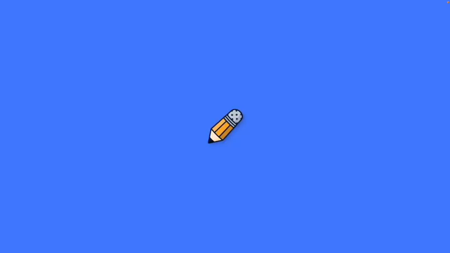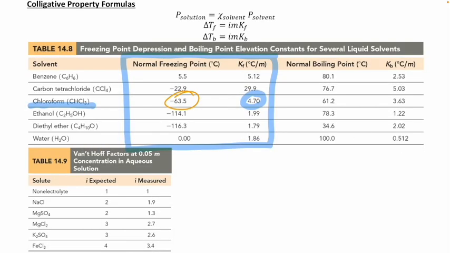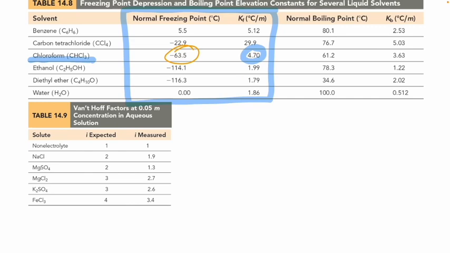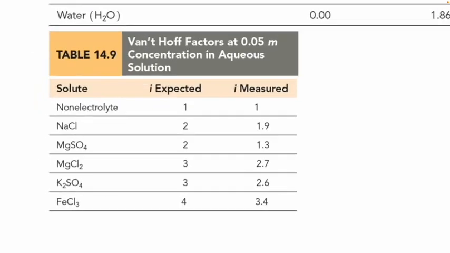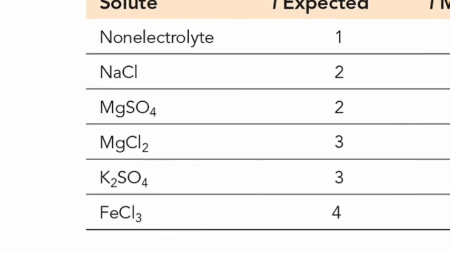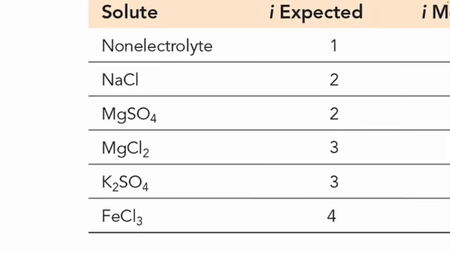Okay? And as a part of our constants page here, we have one more table down at the bottom. These are our Van't Hoff factors. You can see for non-electrolytes, i.e. covalent compounds, our i is 1, just like we've been doing in all of our practice problems here.